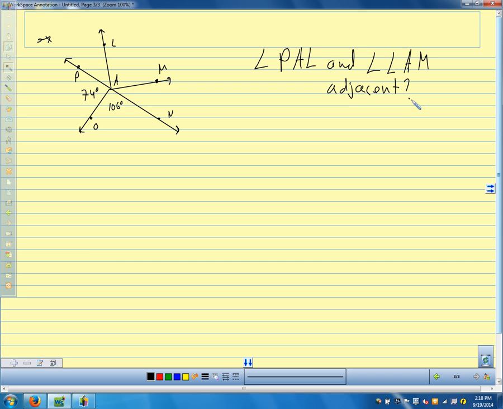Are angle PAL and angle LAM adjacent? Yeah? Does everybody agree? Yes, they're adjacent. Common side, common vertex, they share a vertex, and they don't overlap. One doesn't go into the other. So that would be a yes.